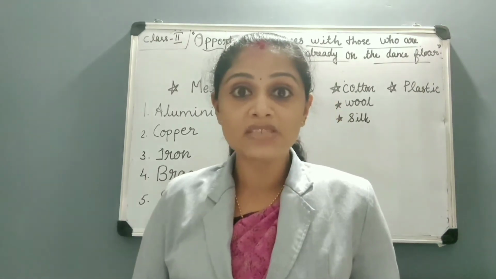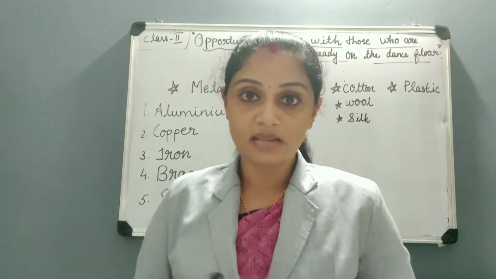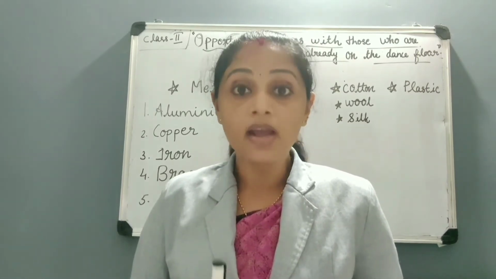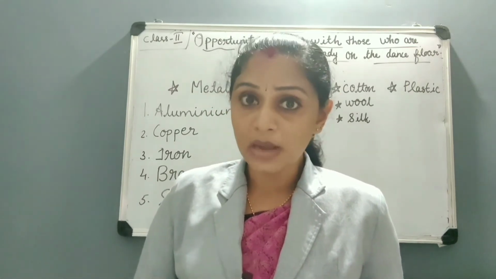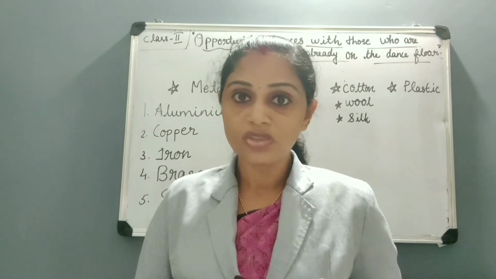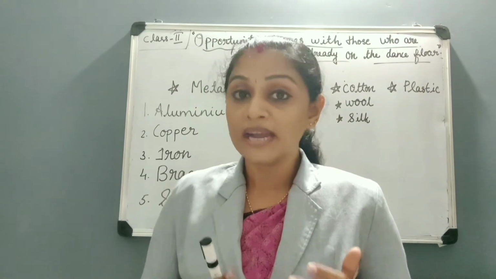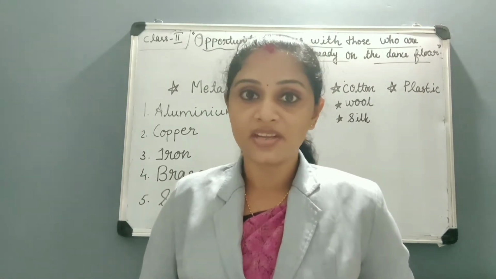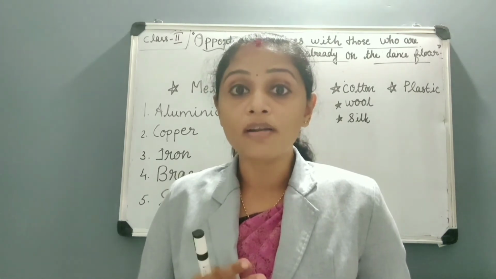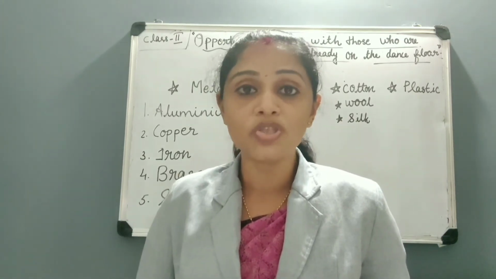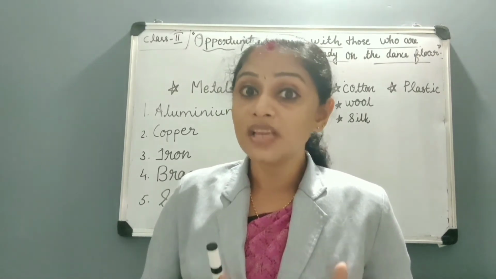Have you heard about metals? We get metals from the earth. Gold, silver, aluminium, copper, zinc, iron are some examples for metals. So children, we get these metals from the earth by a process called mining. What do you mean by mining? Mining means digging or breaking earth by using tools or machines. By this process, we will get these metals.